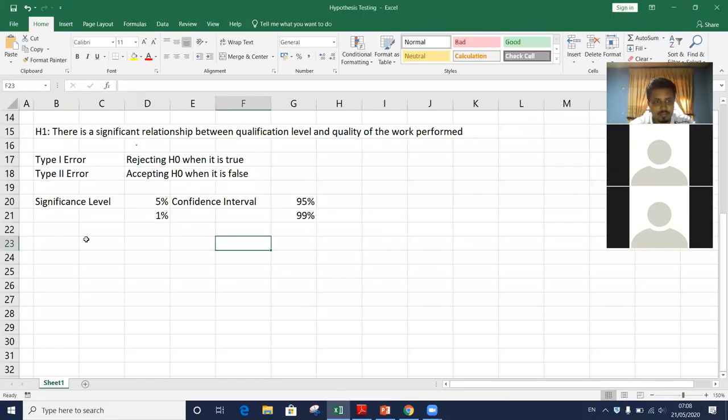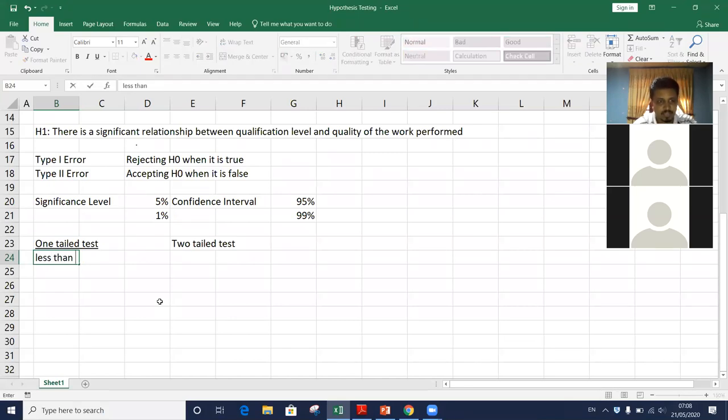Here again, few things we should know. Right, it can be a one-tailed test or it can be a two-tailed test. Right, what is a one-tailed test? You will understand this with an example, right? Less than, more than. If we look at H naught and H1 and they talk about a less than, more than story, right? It is a one tail test.